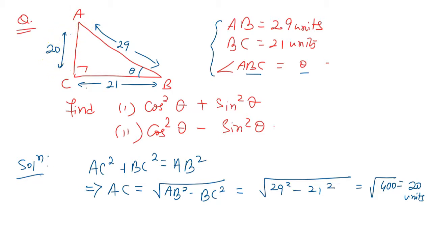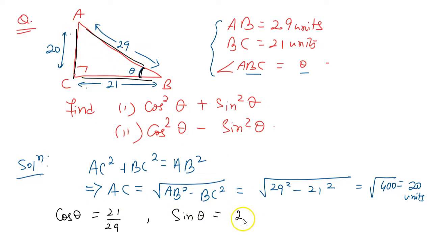Now once we have found AC, let us find cos theta. So cos theta, guys, what is it? Base by hypotenuse, 21 by 29. What will be sin theta now? Perpendicular by hypotenuse, that is 20 by 29. Now once we have cos theta and sin theta, you can put in the expression and get the value of cos squared theta and sin squared theta. So for first, cos squared theta, that means I will square this term, 21 by 29 whole square. Sin squared theta, I will square this term which we got for sin theta.